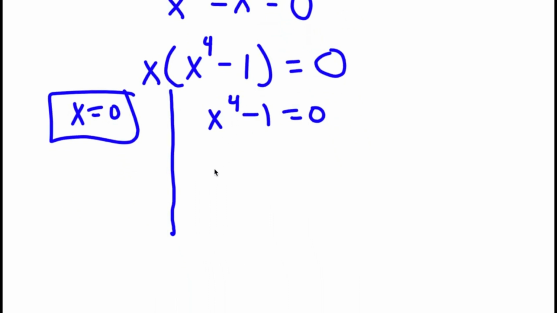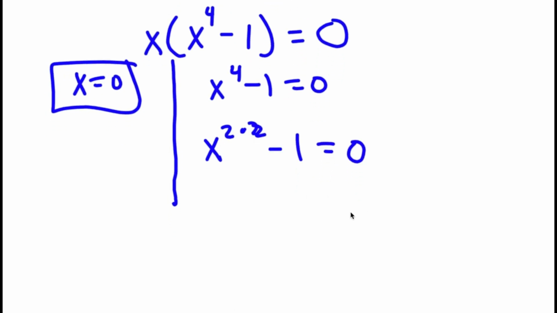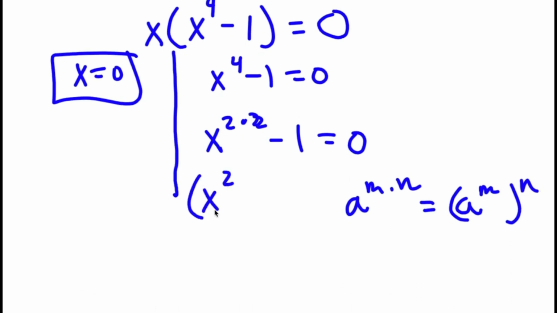Well, x to the power of 4, that's the same thing as x to the power of 2 times 2. And if I have something in the form a to the power of m times n, this is equal to a to the power of m to the power of n. So x to the power of 2 times 2, we go x to the power of 2 to the power of 2. Minus 1 is the same thing as 1 squared. So this is equal to 0.